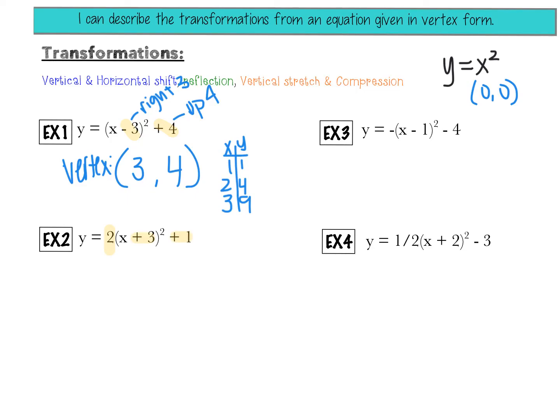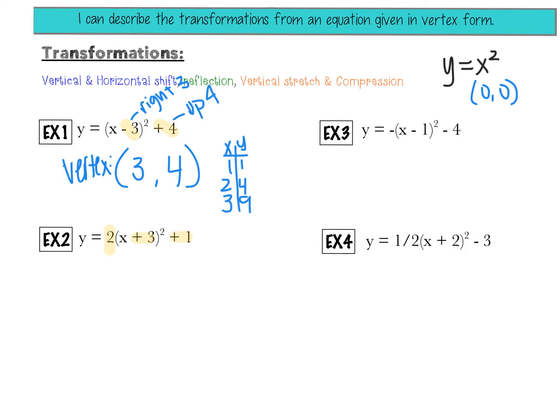All right, so hopefully you were able to identify that it has an a value of 2. It has an h value of actually negative 3, because remember the formula is x minus that value, and so the only way to get a plus sign when I'm subtracting is to bring in a negative number. So it actually has an h value of negative 3, and then it has a k value of positive 1.